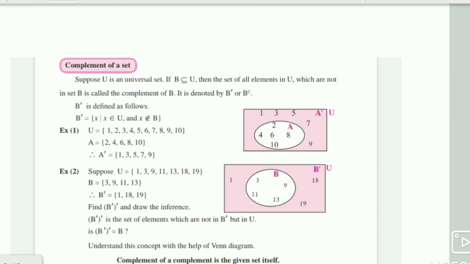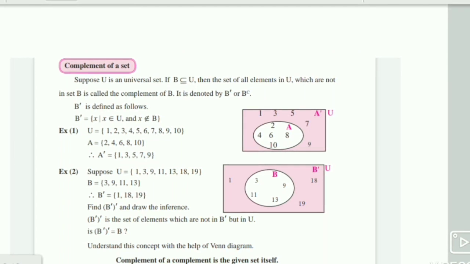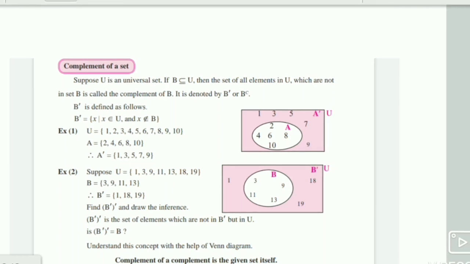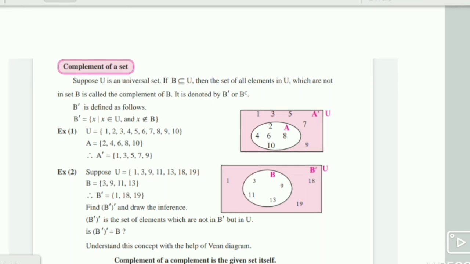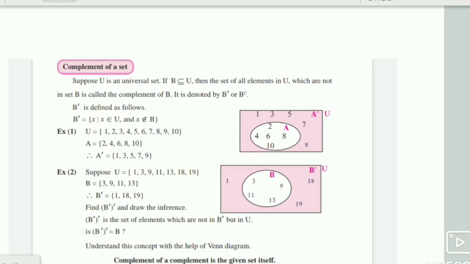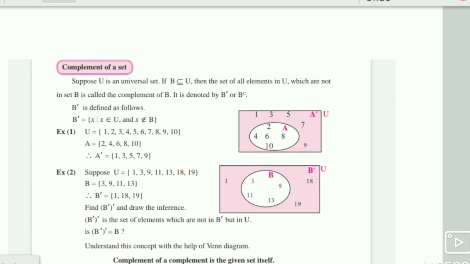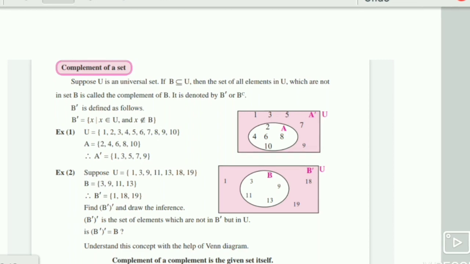Now let's see complement of a set. Suppose U is a universal set. If B is a subset of U, then the set of all elements in U which are not in set B is called the complement of B. It is denoted by B complement or B raised to C. B complement is defined as follows.